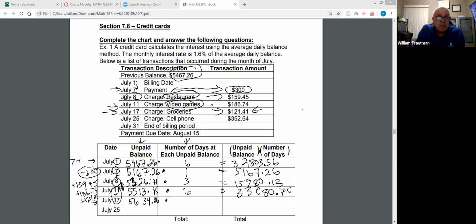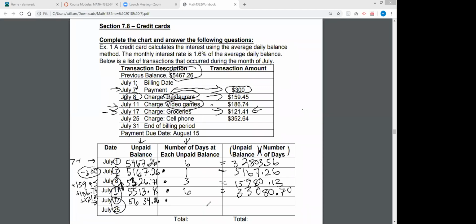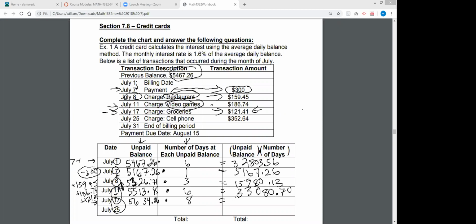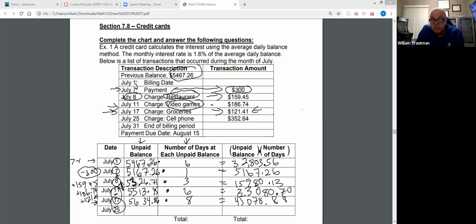And that balance is 25 minus 17, 8. 8 days. And I'm going to multiply those together. And you get $45,078 with 88 cents. That's what I got. So my new balance is $5,634.86. And I did something on the 25th.